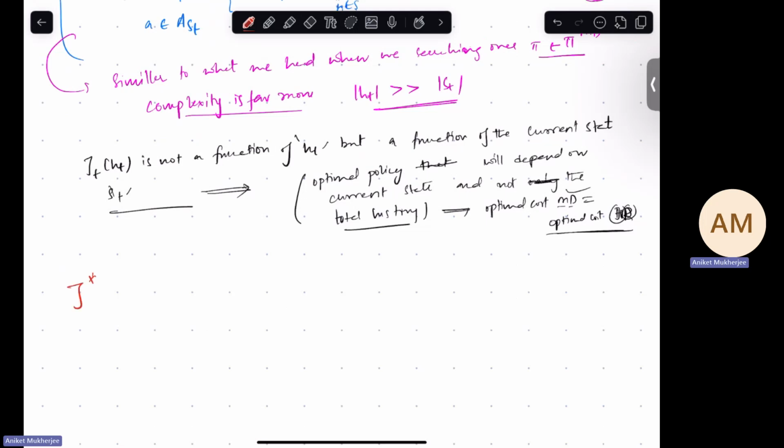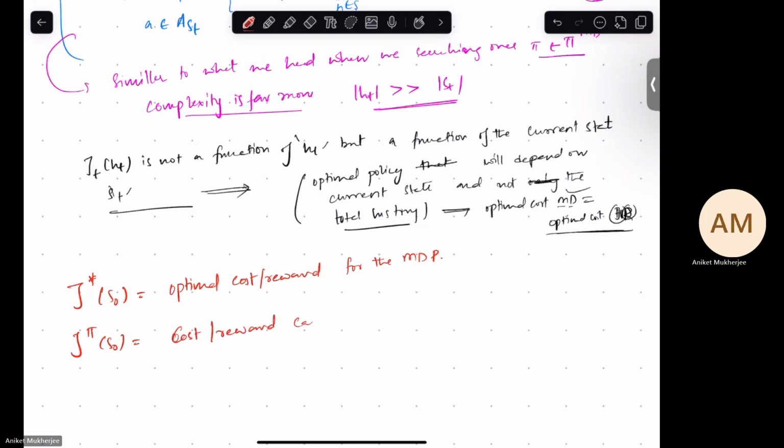So first is J star S0, optimal reward or cost function for the MD. This is the optimal cost or reward for the MD. Okay, next you have J pi S0, which is cost or reward calculated under the policy pi.